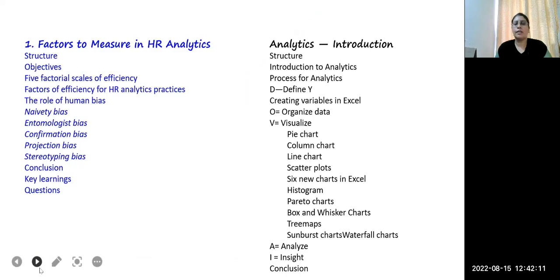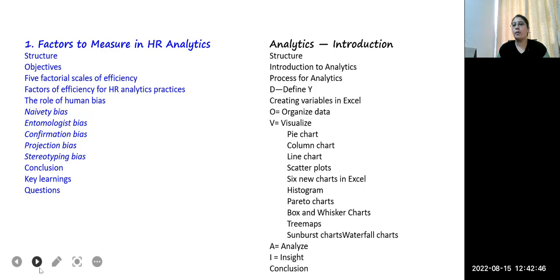The first chapter is the introduction, and you will notice that each chapter is going to be divided into 2 parts. So you have the human resource theory part, and then you have the analytics part. Here in the human resource theory part, we will cover the 5 factorial scales of efficiency, factors of efficiency for HR analytics practices, and the role of human bias and some key types of bias. This is all there in the introduction of the book.